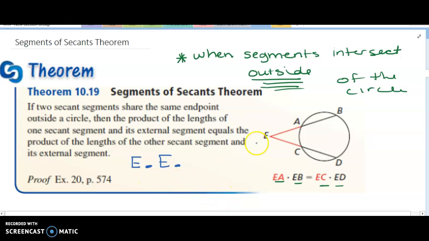Okay, think double E here. When it's outside of the circle, when it's exterior of the circle, we do double E. And double E means it's going to be exterior times entire.